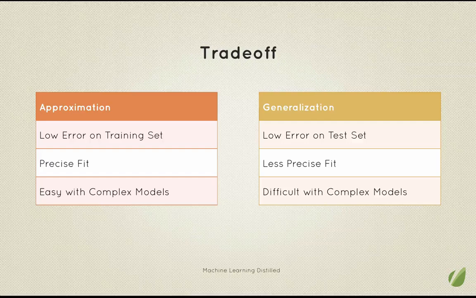The test set is a set of instances that were not seen by the learning system when it was creating the model. A model that generalizes well may have a less precise fit, but it does better on new instances. And this is actually difficult with complex models because complex models often fit the data too well. And let me give you a visual example of that.